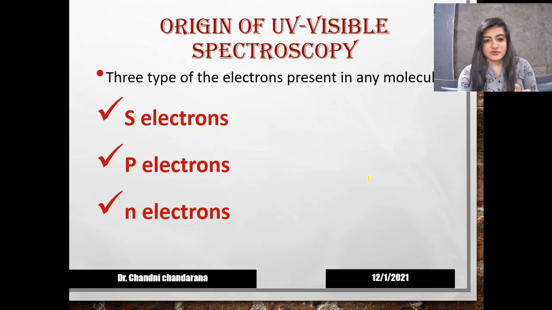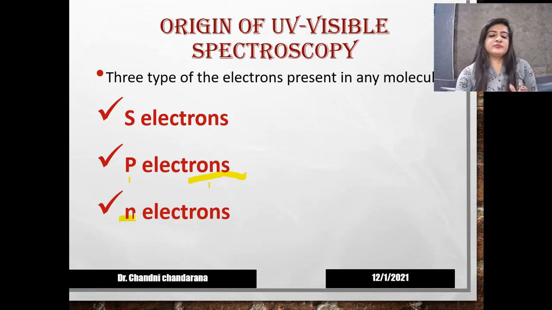What is a sigma electron? The electrons present in a saturated compound are sigma electrons. Pi electrons are the electrons present in an unsaturated compound. N electrons means non-bonding electrons, such as the lone pairs of electrons on oxygen or sulfur. Now we will see how many types of electronic transitions there are.